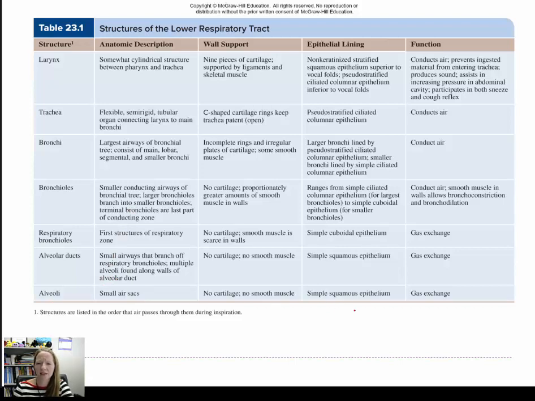Just make sure you know most gas exchange, because of the surface area, is going to come from those alveoli. That's important to point out, because even though it talks about respiratory bronchioles and alveolar ducts, most of it is going to happen in those alveoli.